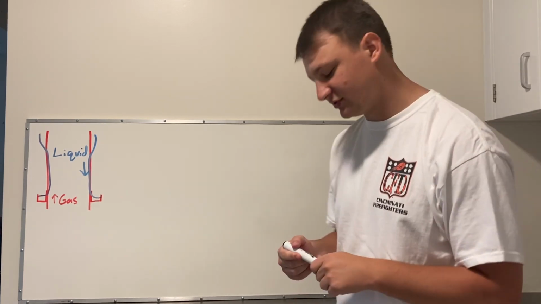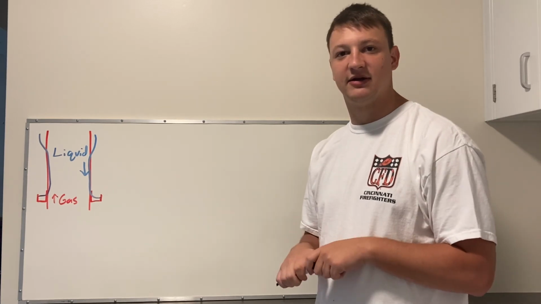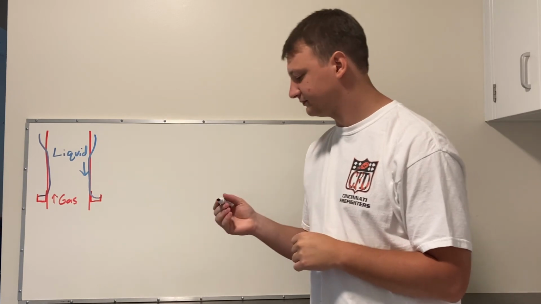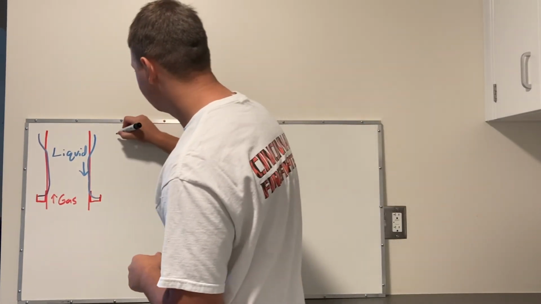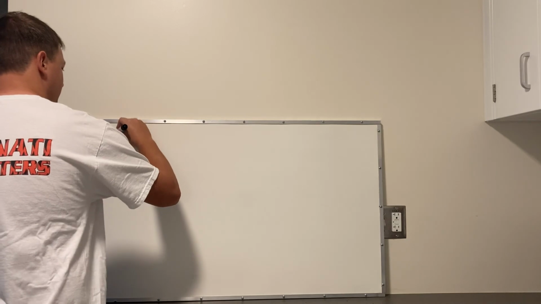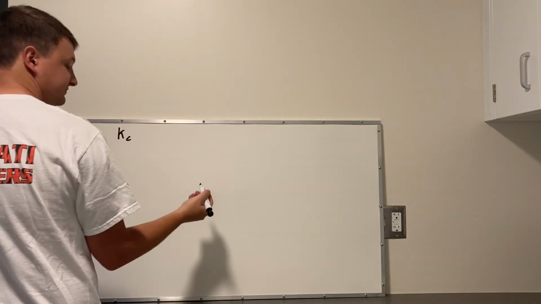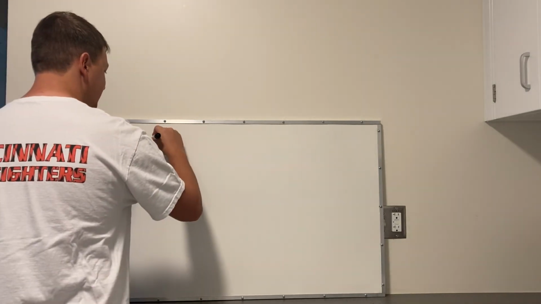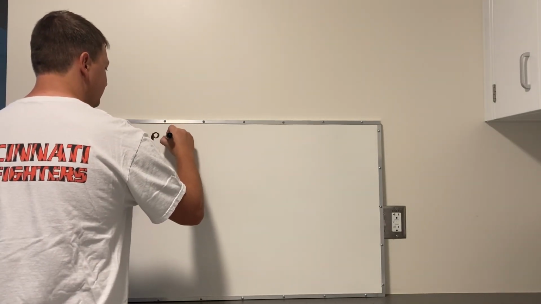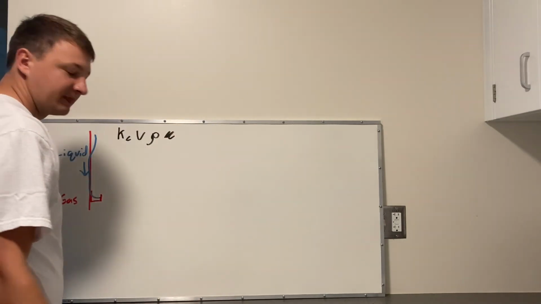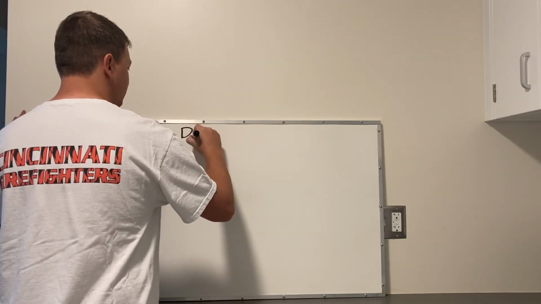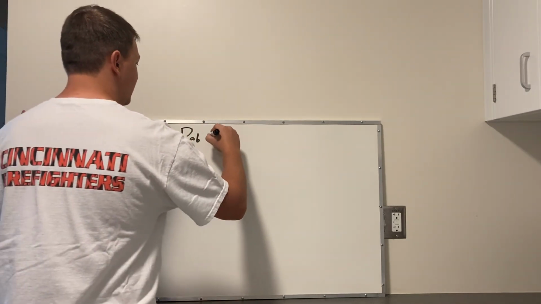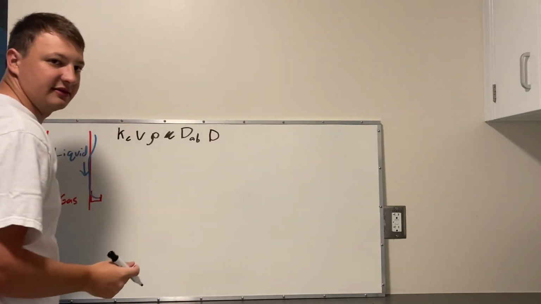For this method, we have to decide on every variable that plays an effect in this problem. That would be the mass transfer coefficient, the velocity of the liquid, the density of the liquid, the viscosity of the liquid, the mass diffusivity constant, and a dimension of length.